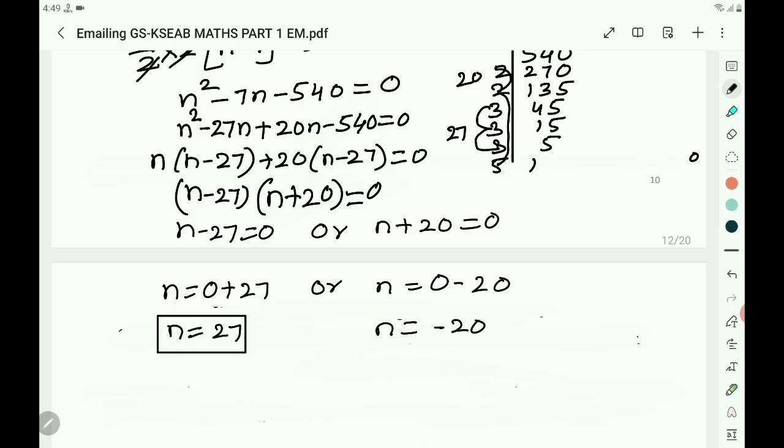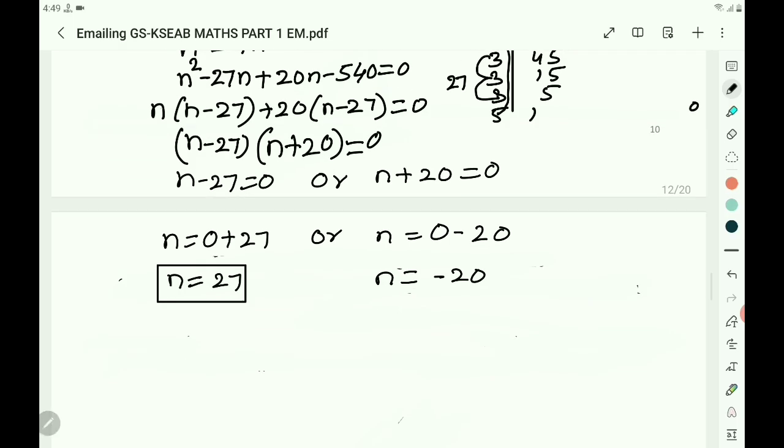How many terms make the sum equal to 540? 27 terms. So write 27 terms make the sum 540.